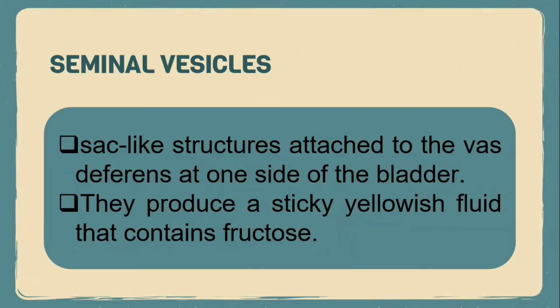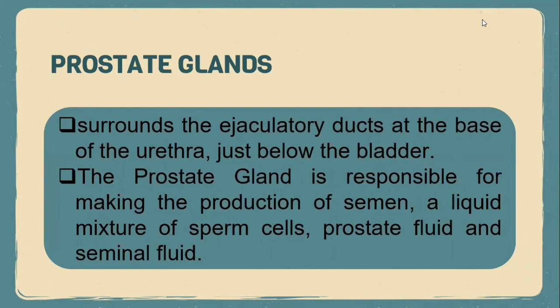Seminal vesicles are sac-like structures attached to the vas deferens at the base of the bladder. They produce a sticky yellowish fluid that contains fructose. The prostate gland surrounds the ejaculatory ducts at the base of the urethra, just below the bladder. The prostate gland is responsible for the production of semen, a liquid mixture of sperm cells, prostate fluid, and seminal fluid.